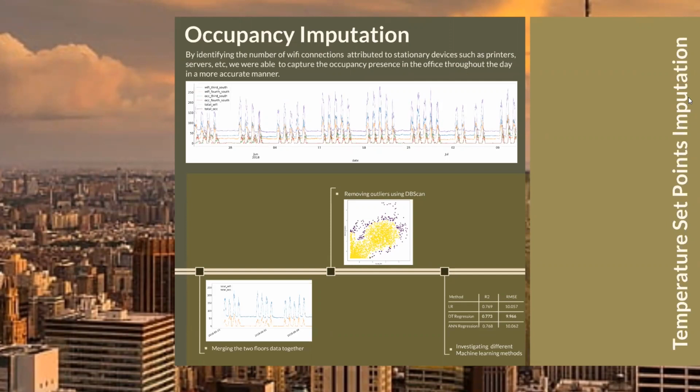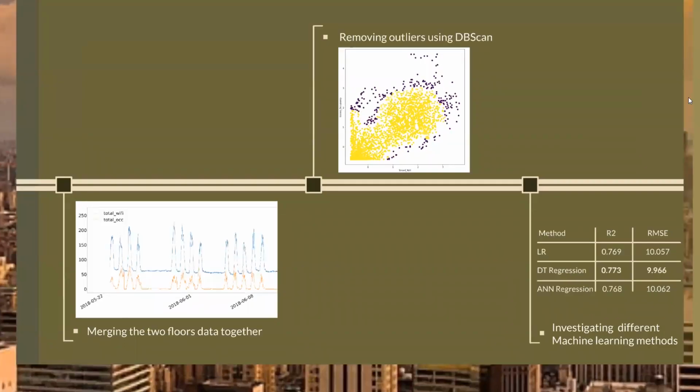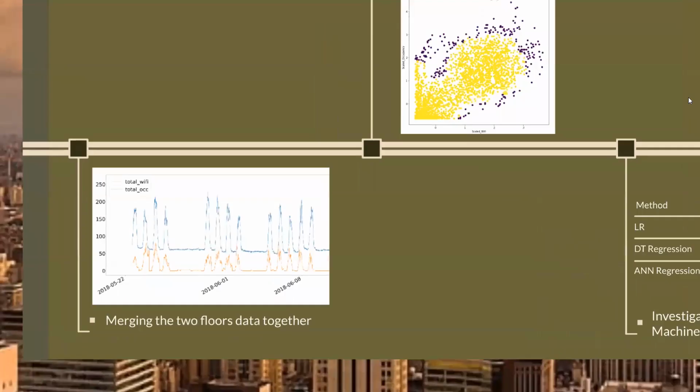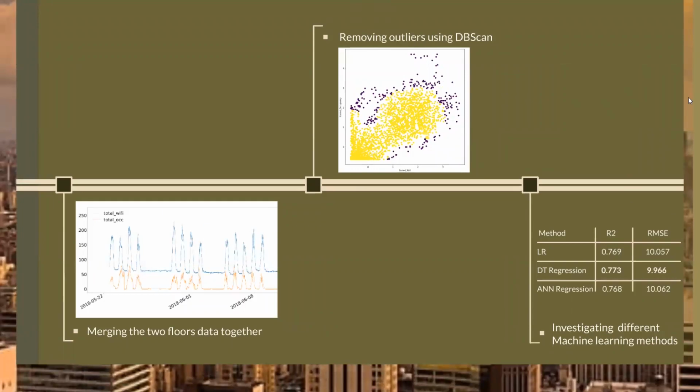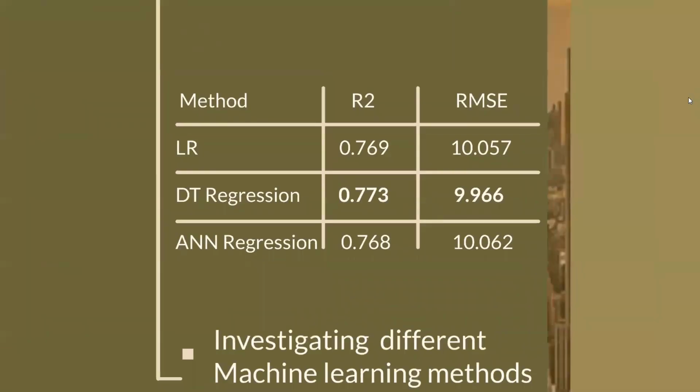At first, stationary devices have been removed from the Wi-Fi connections. Then 2 floor Wi-Fi connections combined and total occupancy have been considered to avoid the collinearity among the Wi-Fi data for the 2 floors. DBSCAN clustering has been employed to clean the data from outliers and noise. Based on the previous studies, 3 different machine learning models, which are linear regression, decision tree regression, and artificial neural network regression, have been used to predict occupancy based on Wi-Fi connections. The results showed that the decision tree regression outperformed the 2 other models in regards to the value of R-square and root mean square error.